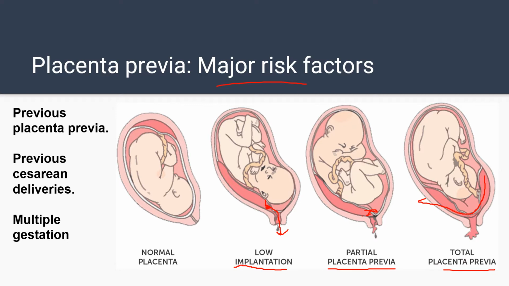Which are the major risk factors for placenta previa? Having previously had a placenta previa, and previous cesarean deliveries, because the cesarean deliveries make a scar and make this tissue more likely to receive the implantation of the placenta, which also carries more risk of placenta accreta, that we will talk about in a few slides. And multiple gestation. Why? Because when you have a multiple gestation, you have more placentas, or one placenta that is bigger, so the chance of covering the os is also a little higher.